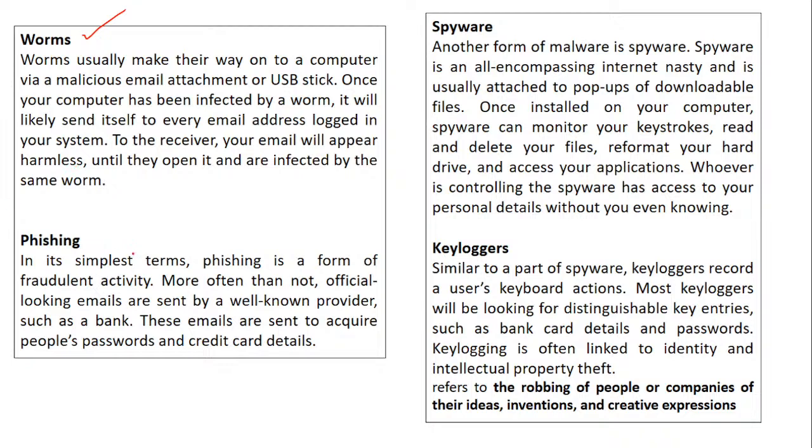Now, phishing. It is the simplest term. It is a form of fraudulent activity. There was a question on this also. More often than not, official looking emails are sent by a well-known provider such as a bank, which we feel is official. But these emails are sent to acquire people's passwords and credit card details. So this is an activity to steal valuable data, in a very systematic way, with the help of emails from a well-known provider.